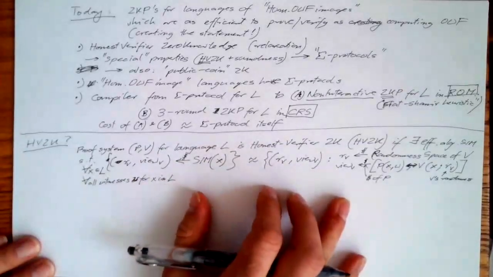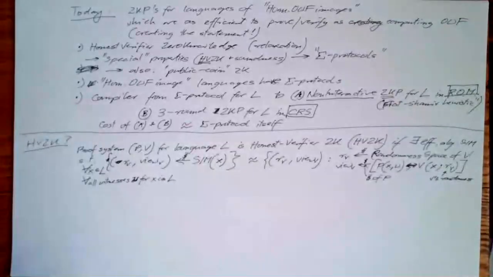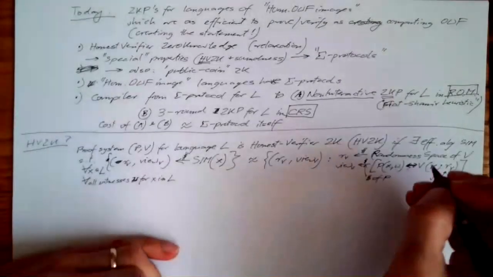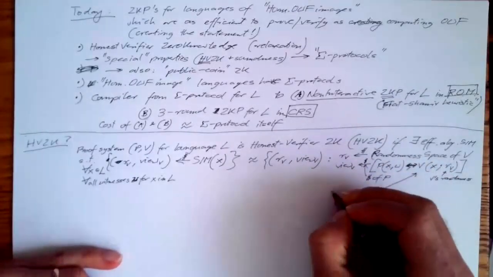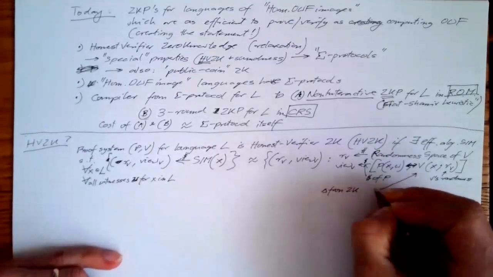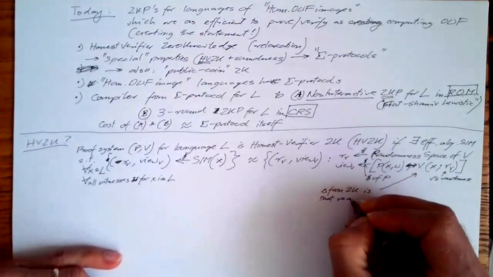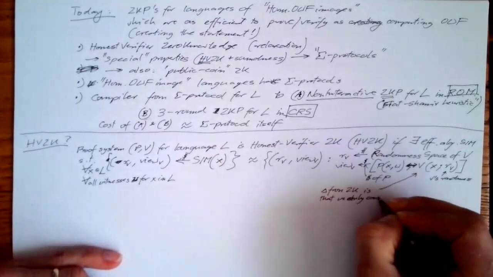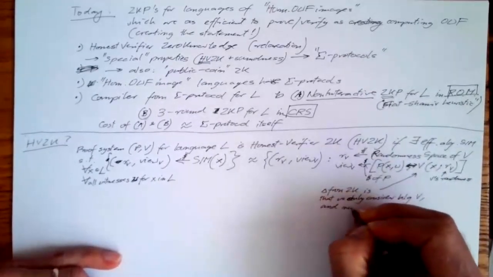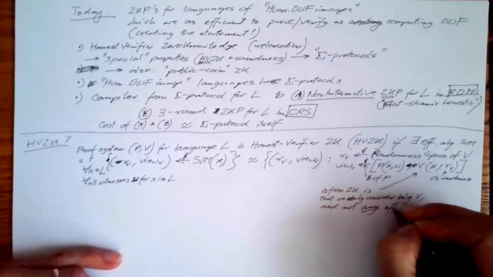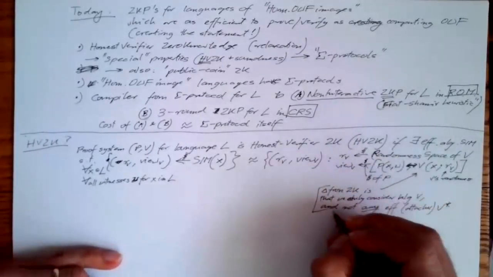Okay, and where is the difference from the full zero knowledge, right? So the difference is that the delta from zero knowledge is that we only consider algorithm V and not any efficient attacker V star. Okay.